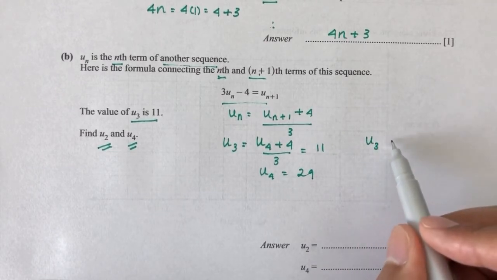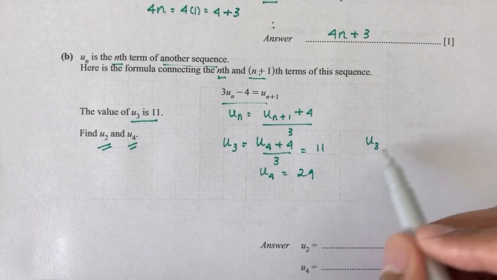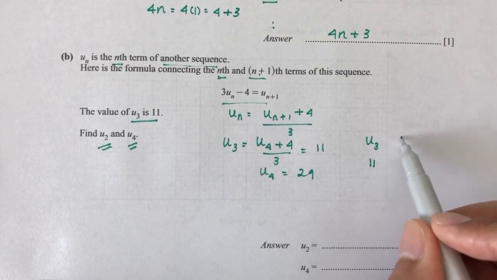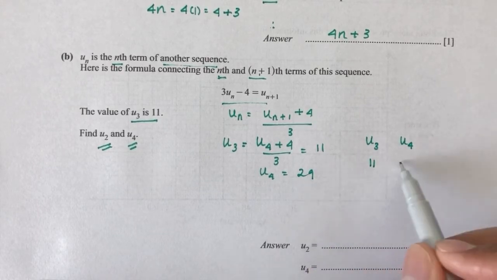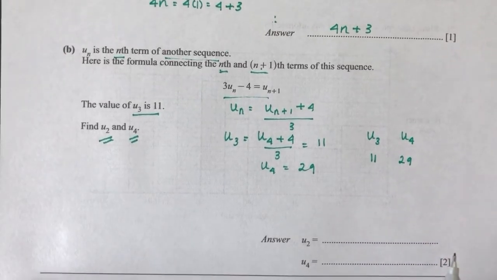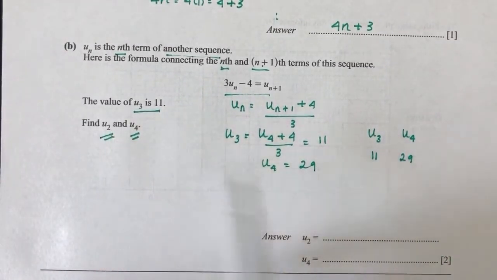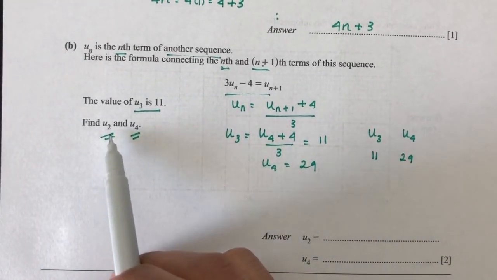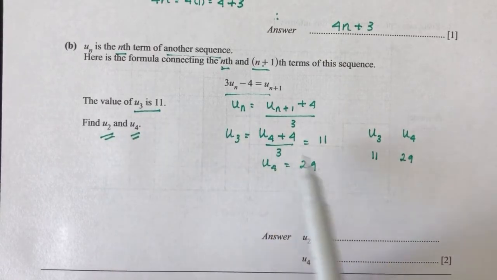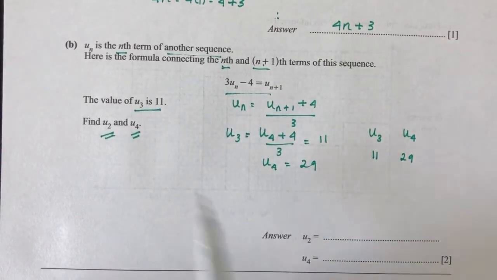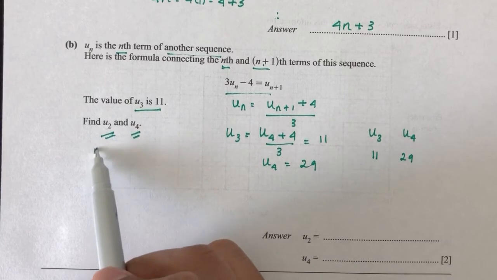As you can see, u3, so term number 3, is 11. u4 will be 29. So let's find out these two. We just have to replace the values here to find the correct number. So u2 is n equal to 2.